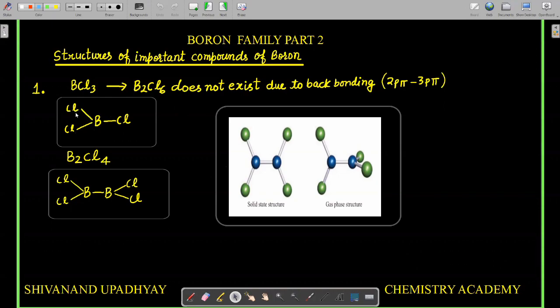So among the other compounds of boron and chlorine, one of the compounds is B2Cl4. So this compound in the solid state has this type of structure, and in the gas phase it has this type of structure.